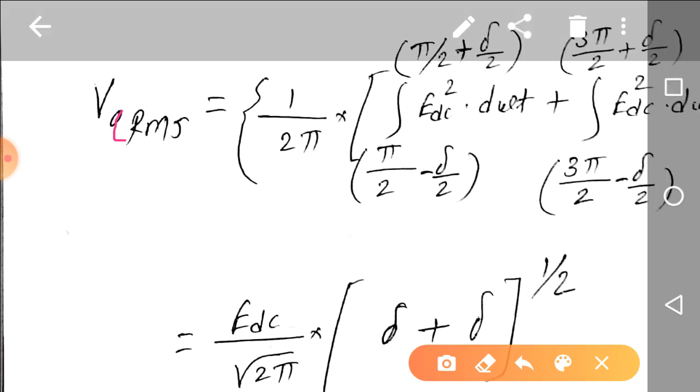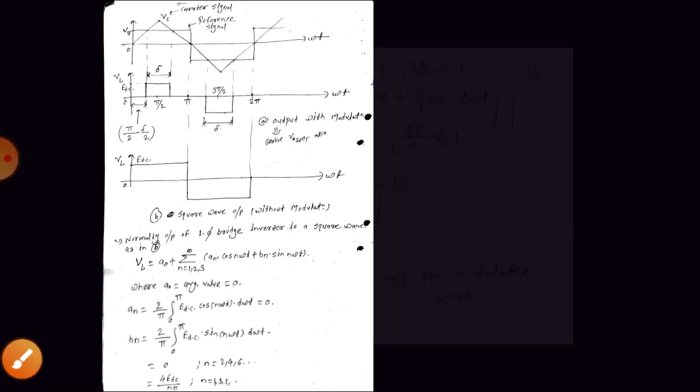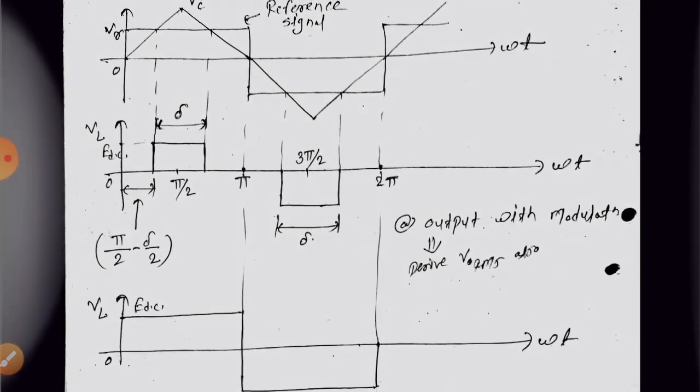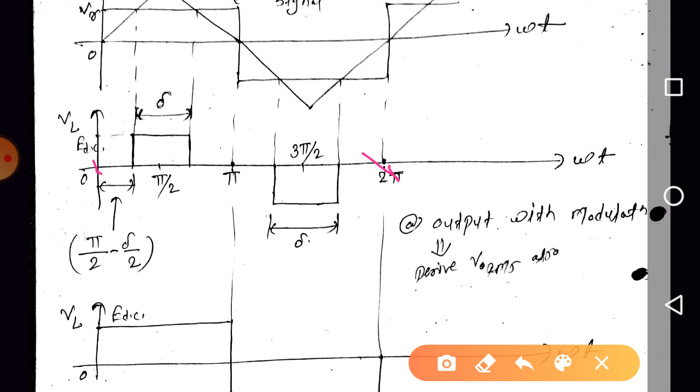V0 RMS or VL RMS, right? So, yes, what is the RMS value? Whether it is a periodic signal, yes, what is the period? 0 to 2 pi, whatever the waveform we are having, the same will be from 2 pi to 4 pi, same will be from 4 pi to 6 pi, right? So it is 1 by 2 pi, right? Integration from 0 to pi, pi to 2 pi, right?